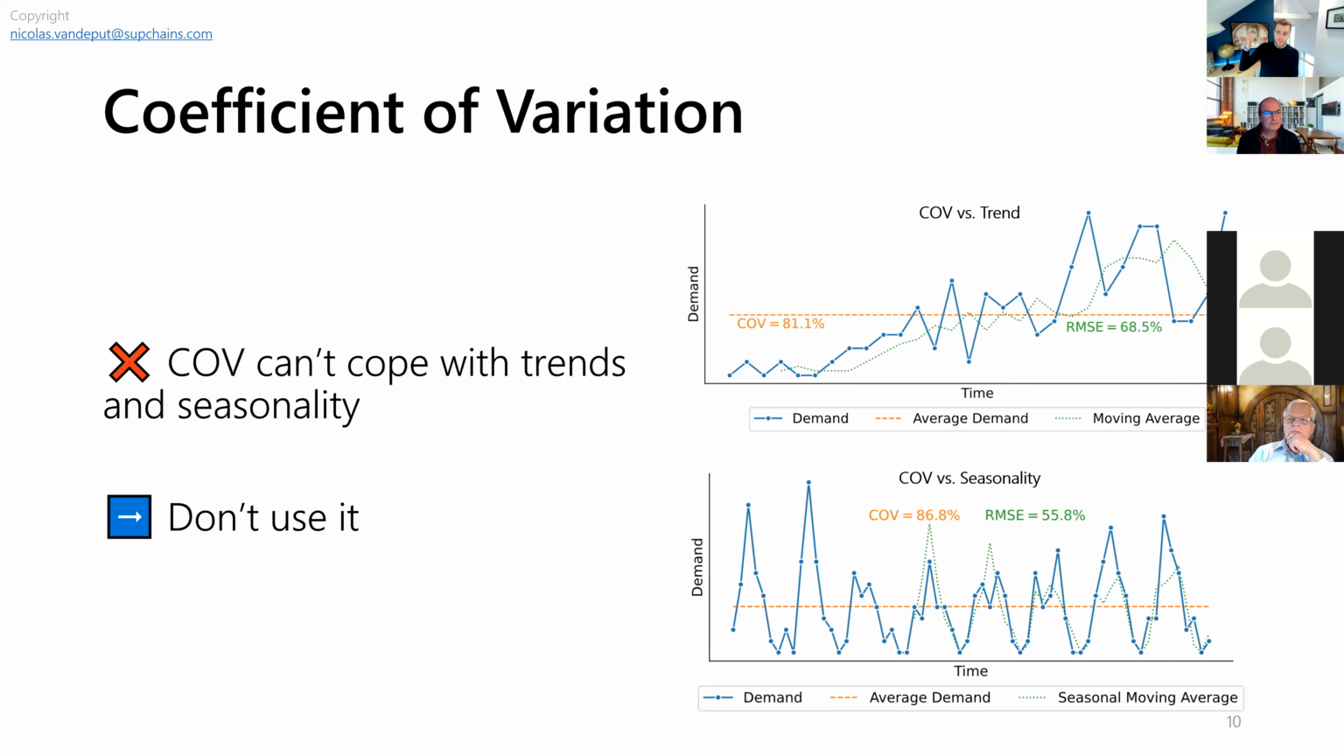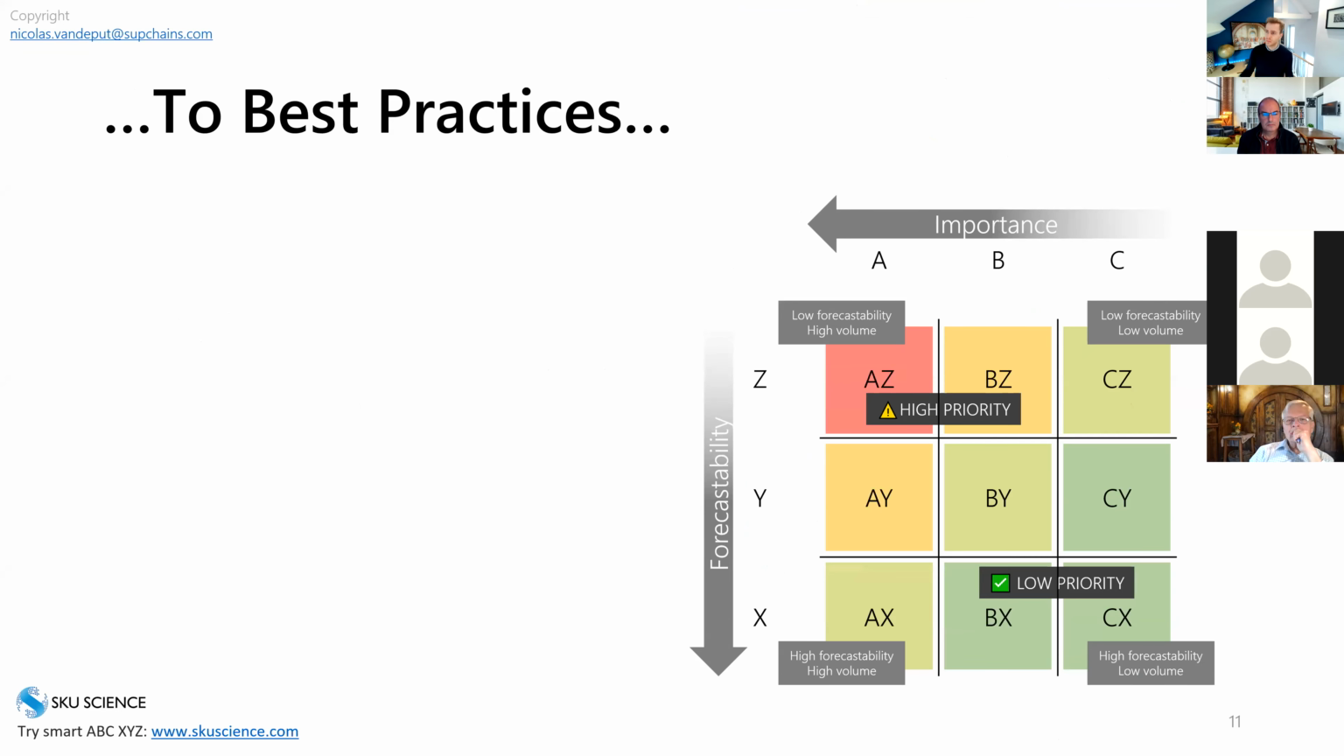So remember, COV is not a forecasting technique. COV cannot cope with trend. COV cannot cope with seasonality. So COV is not a tool that's basically adapted to supply chain. Okay. Let me move on, because now I looked at bad practices for ABC XYZ. Now I would like to show you some solutions.